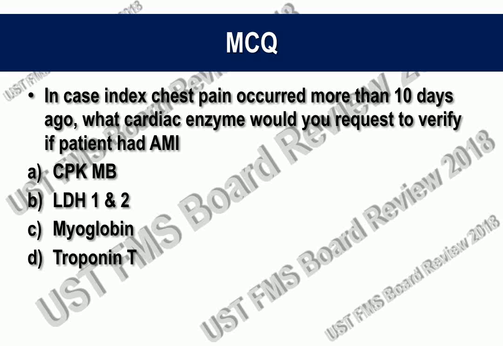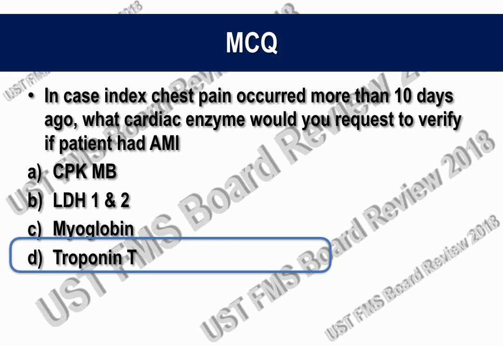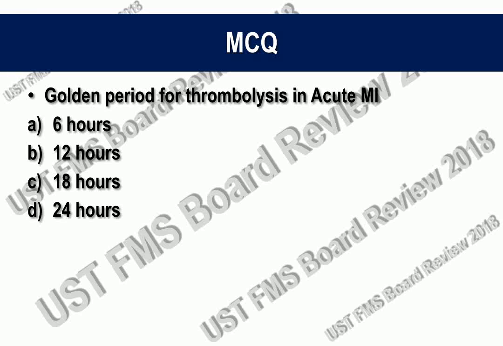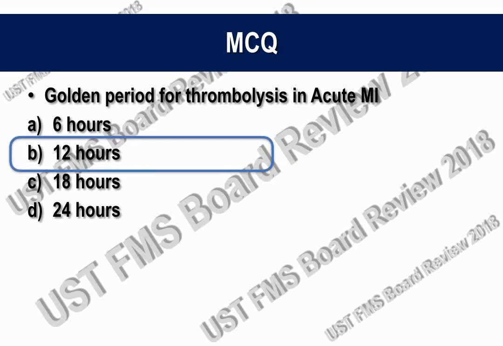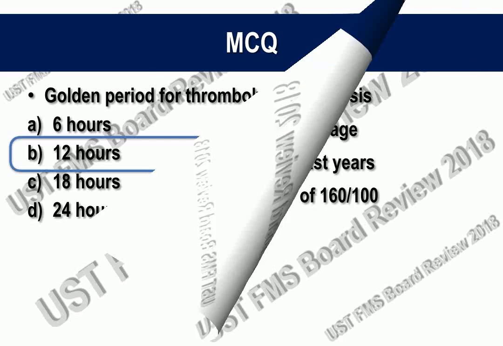In case index chest pain occurred more than 10 days ago, what would be the cardiac enzyme that you would request to verify the presence of acute MI? So we talked about this earlier, and that would be your troponin T, and that's the advantage of your troponin as a biomarker compared to the other biomarkers. It stays in the circulation longer. The golden period of thrombolysis in acute MI is 12 hours. So 12 hours or less, that would be the preferable time for you to do thrombolytic.